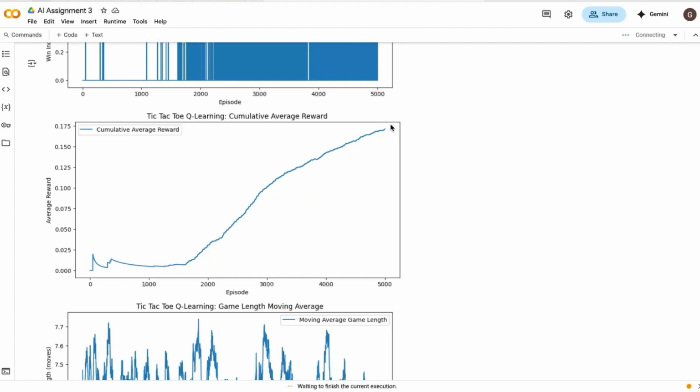For graph 3, you can see the cumulative average reward across the training episodes. The x-axis is the episode number, and the y-axis is the running average reward. The upward trend in this graph confirms that this agent is learning, and its average reward increases, which demonstrates a successful learning curve.